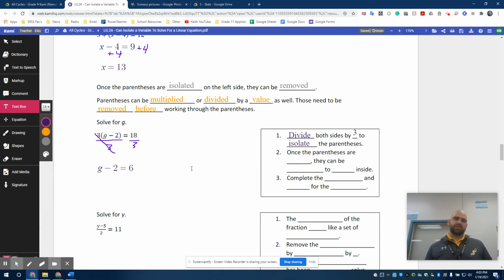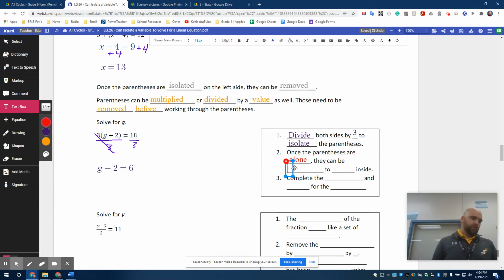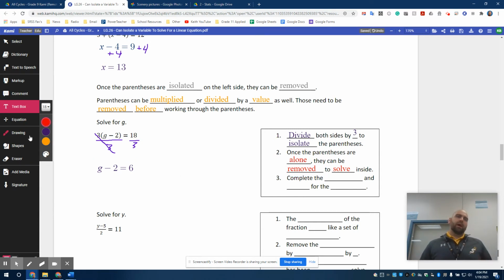So really, the big thing is getting rid of that multiplying. Once we do that, it's a very straightforward one-step problem. Now again, I'm not saying it's simple, I'm just saying it's straightforward. It's a one step. Once the parentheses are alone, or what we can consider them to be isolated, they can be removed, as I mentioned before, to solve what's inside. So now the parentheses have been removed, and now we can solve what we have inside.